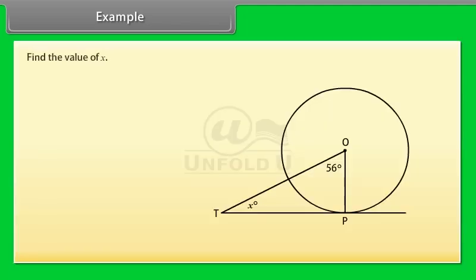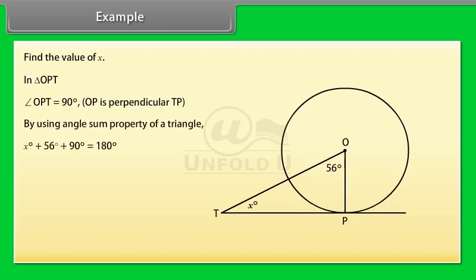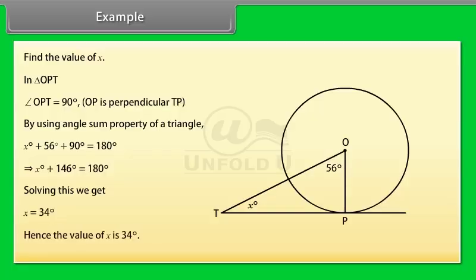Example. Look at the figure given. Find the value of x. In triangle OPT, angle OPT is 90 degree because OP is perpendicular to TP. Also, by using angle sum property of a triangle, we can say that x degree plus 56 degree plus 90 degree is equal to 180 degree, which is equal to x degree plus 146 degree, which equals 180 degree. Solving this, we get x as 34 degree. Hence, the value of x is 34 degree.